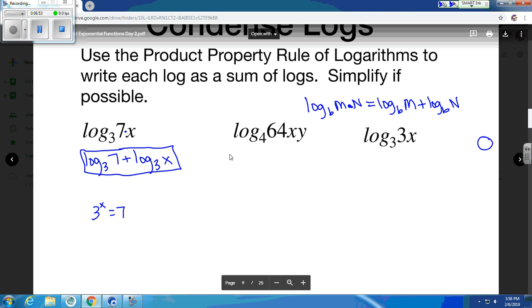Log base 4 of 64xy will expand to log base 4 of 64 plus log base 4 of x plus log base 4 of y.